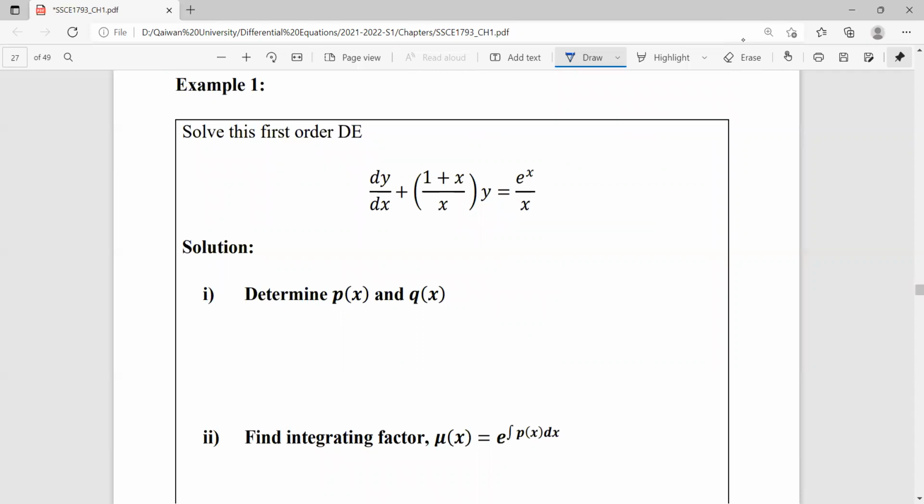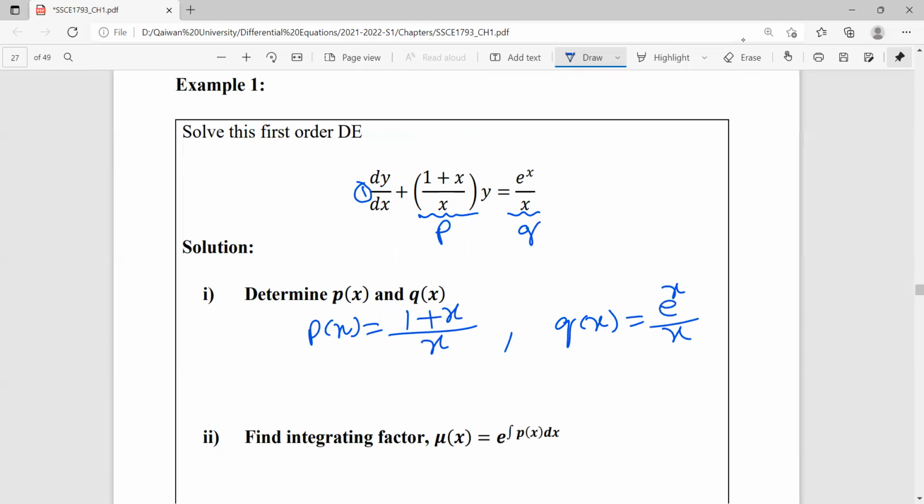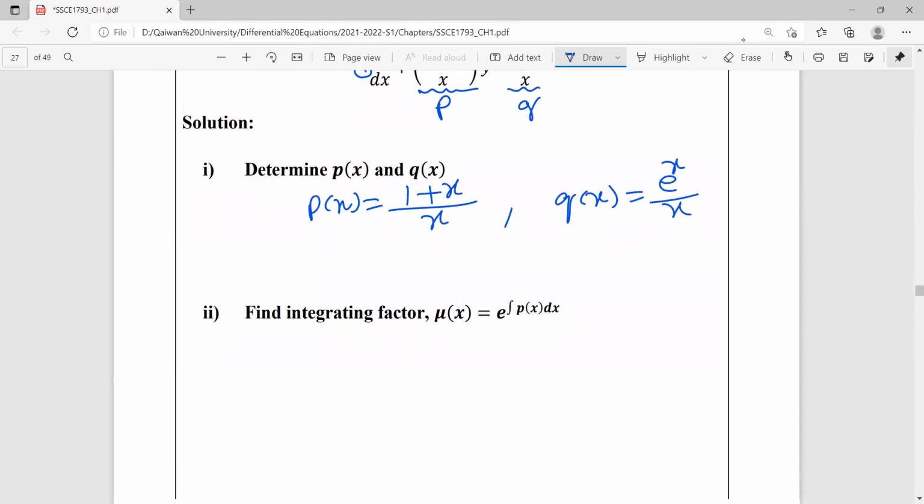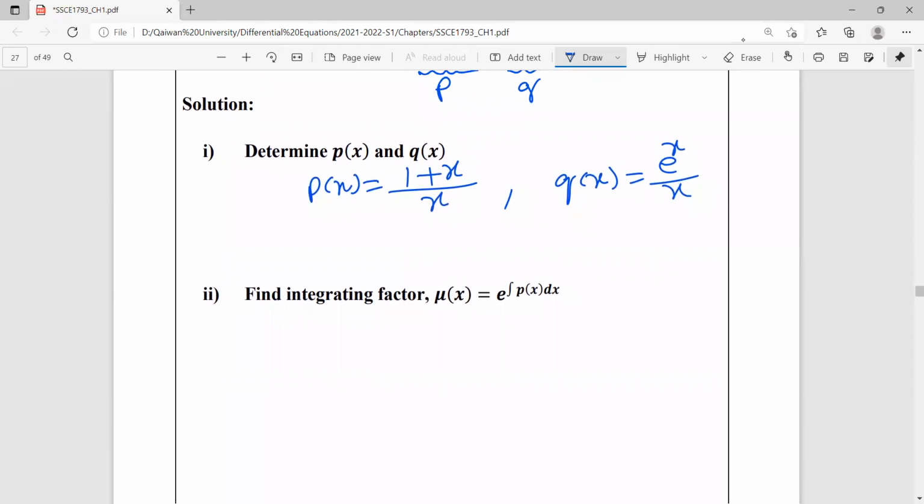We have dy by dx plus (1 plus x) over x times y equals e to the power x. As you see here, we have this differential equation. Its coefficient of dy by dx is 1. This is p, and this is q. That means p of x equals (1 plus x) over x. As I said before, p of x is the coefficient of y, and q of x is e to the power x.